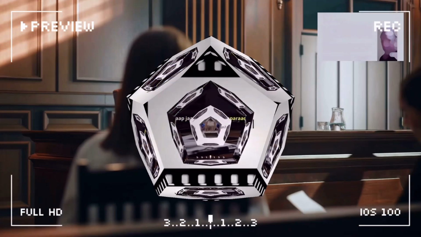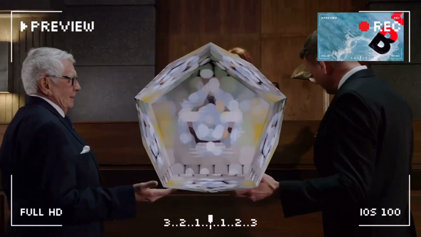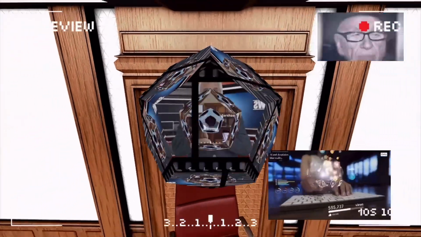In court, oral arguments aren't about reading a script, they're about persuasion. And the best advocates follow a structure that's clear, strategic, and flexible. First, the introduction. Set the tone.